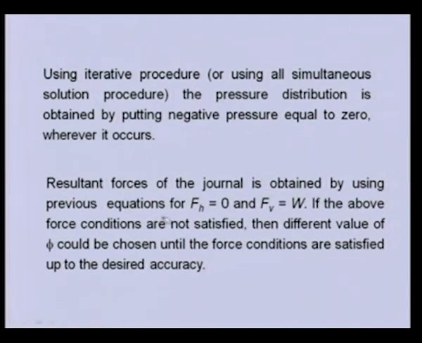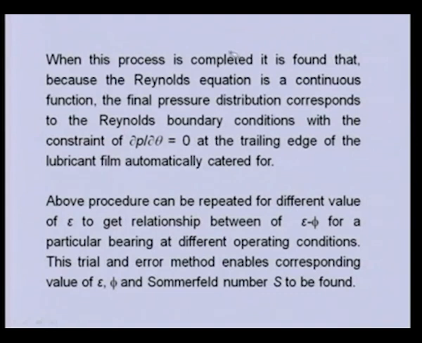If the above force conditions are not satisfied, then a different value of phi could be chosen until the force conditions are satisfied up to the desired accuracy. So, basically here we are trying to find out, for a particular epsilon value, what the phi value should be to satisfy these two conditions. When this process is completed, it is found that because the Reynolds equation is a continuous function, the final pressure distribution corresponds to the Reynolds boundary condition with the constraint that the gradient is equal to 0, which we described earlier, at the trailing edge of the lubricant film. Automatically this is satisfied.